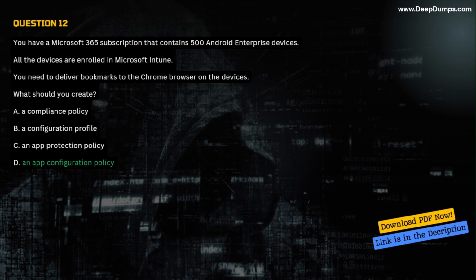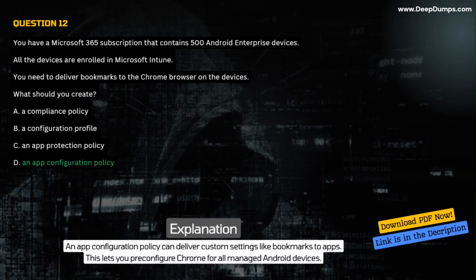Correct answer D. An app configuration policy. Explanation. An app configuration policy can deliver custom settings like bookmarks to apps. This lets you pre-configure Chrome for all managed Android devices.